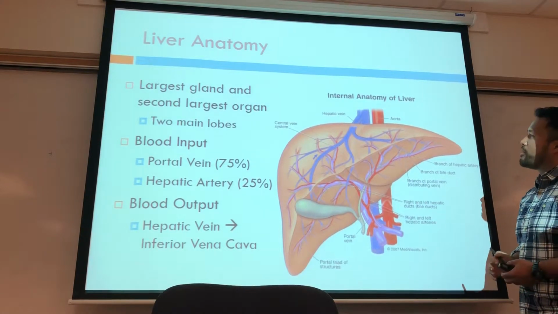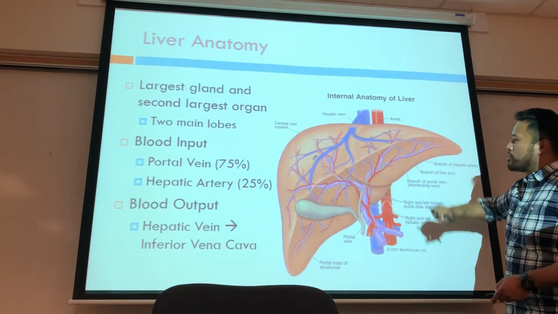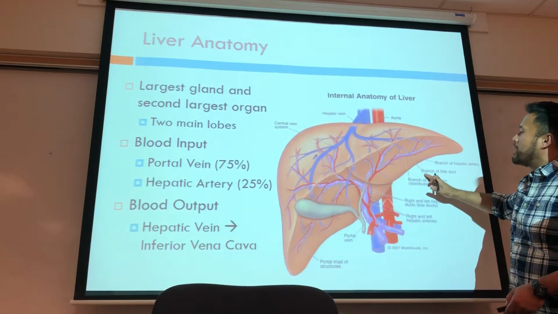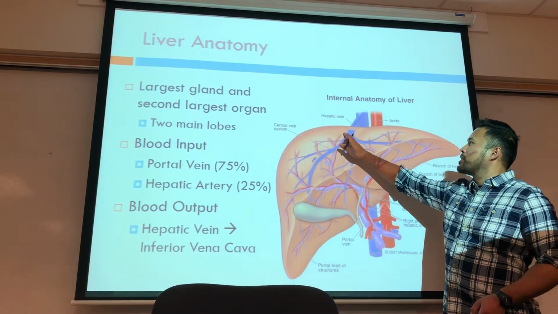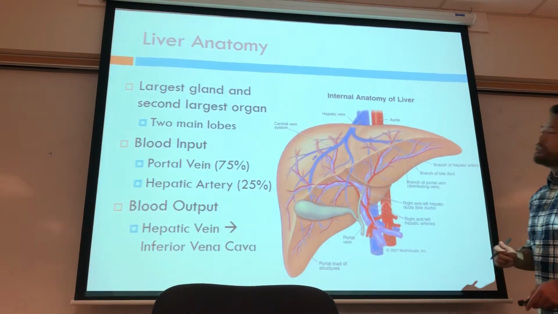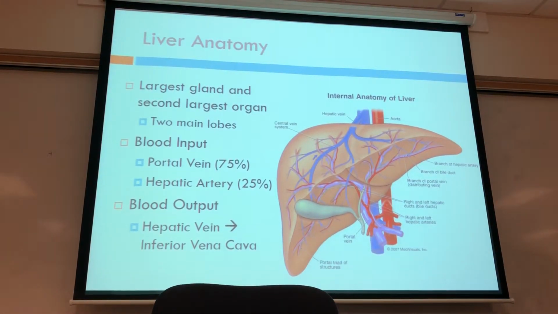The output of the blood that comes in from all of our input, once it bypasses our functional units, will then converge into the hepatic vein. You've got the central vein system that will all converge together into the hepatic vein. Hepatic vein will then dump into the inferior vena cava, returning us back to the right atrium, making its way into the pulmonary circuit.